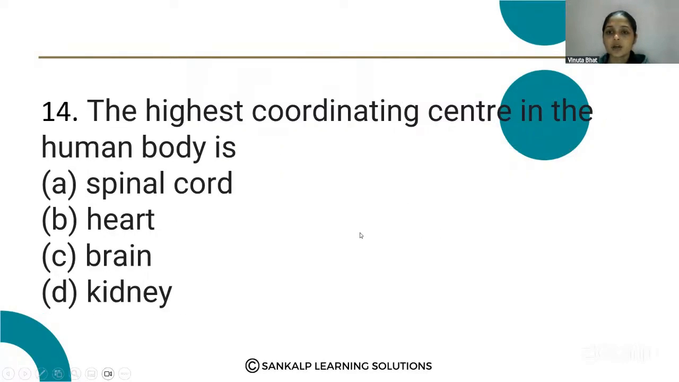The highest coordinating center in the human body is spinal cord, heart, brain, and the kidney. Yes, the highest coordinating center in the human body is brain. Option C, brain.